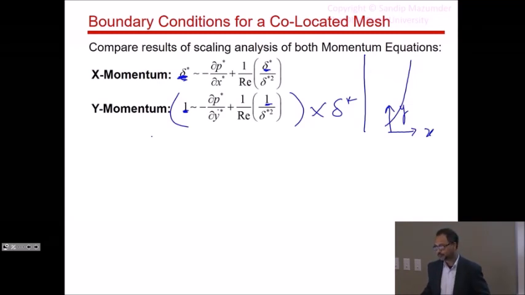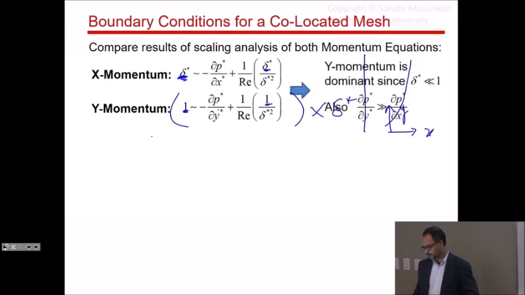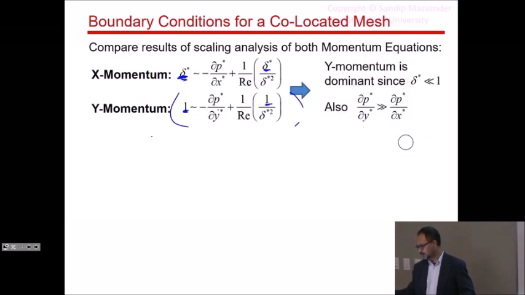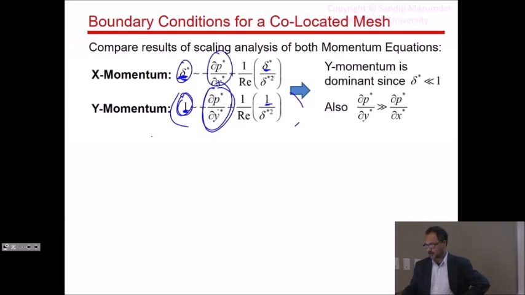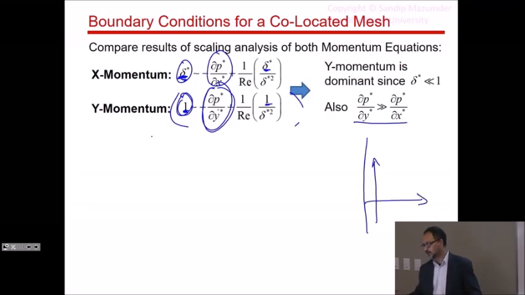Okay? Now, the other important conclusion we draw from that is that dp dy must be much, much larger than dp dx, because dp dy, you can see here, is of order 1. Right? We already said each term on the right-hand side must be of order 1 for it to exist. Okay? So if this is of order 1 and this is of order delta star, then that automatically tells us that dp dy is much, much larger than dp dx. So the pressure gradient in that direction is much larger than the pressure gradient in that direction.